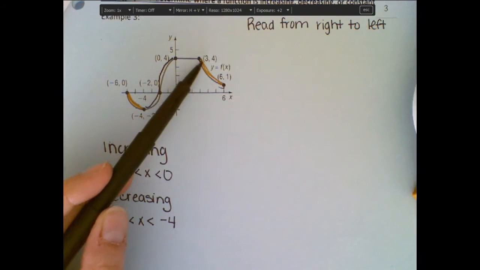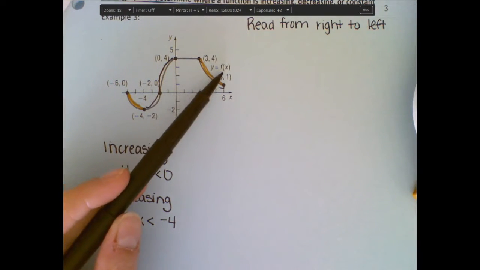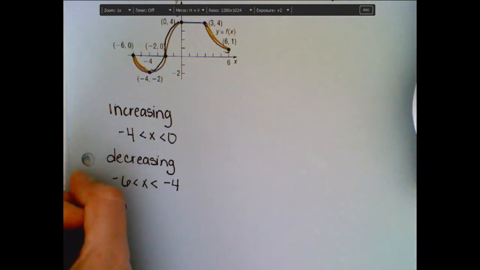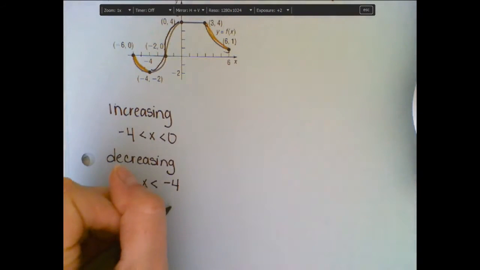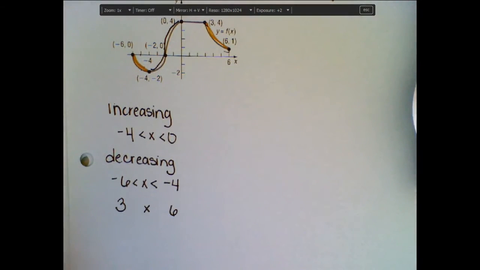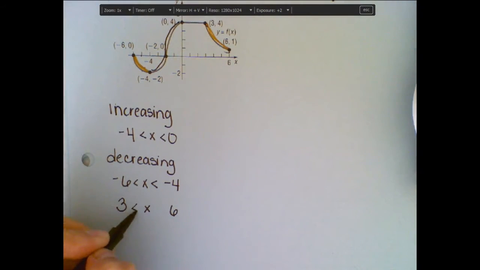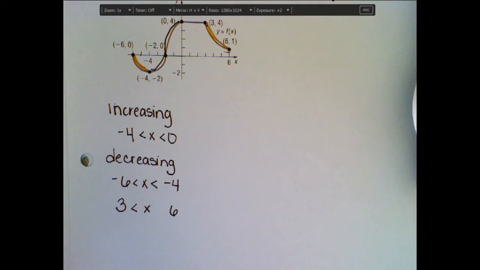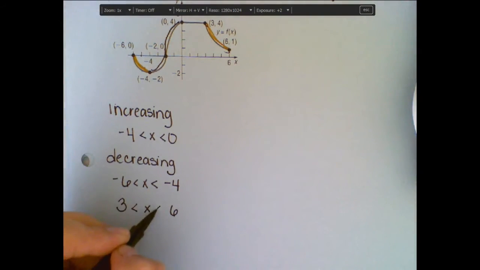The other place that it's decreasing is in between here, right? My x needs to be greater than 3, and my x needs to be less than 6. So I like to put my numbers first, 3, 6, put my x in the middle. When you do it like this, you have to list it in order from least to greatest. Your smaller number goes here, bigger number, and then I just fill in my inequality. So I know that x needs to be greater than 3, and x needs to be less than 6.